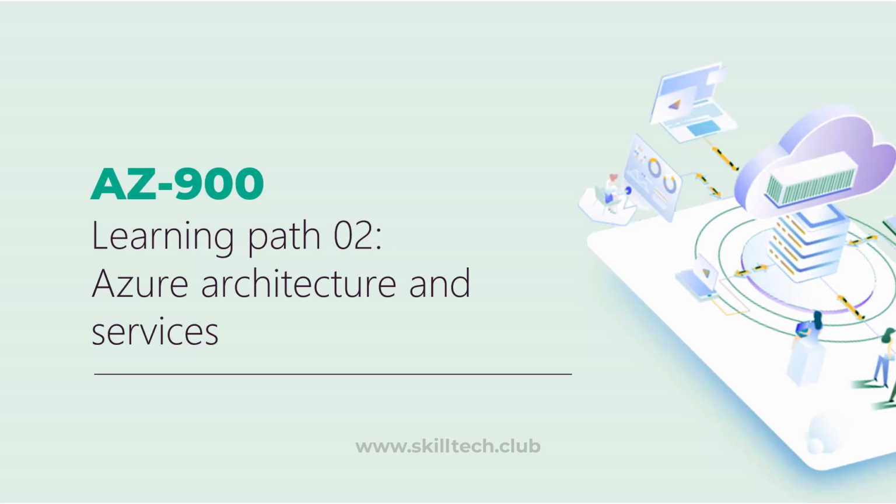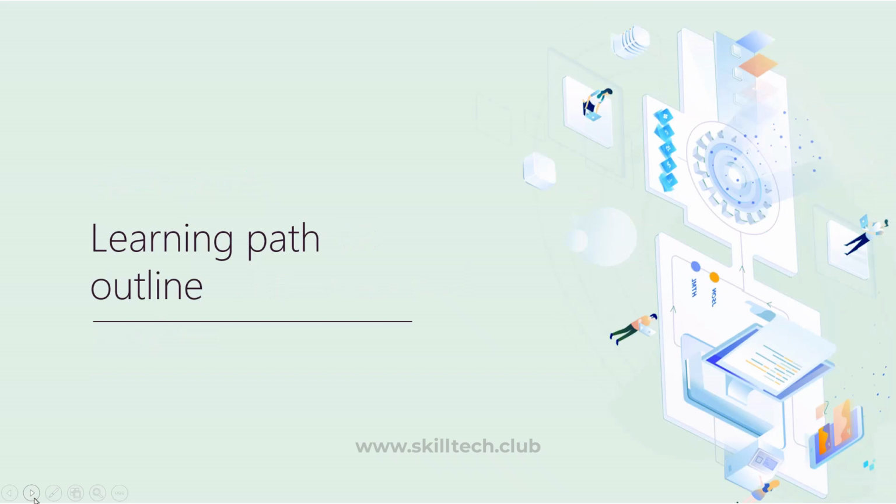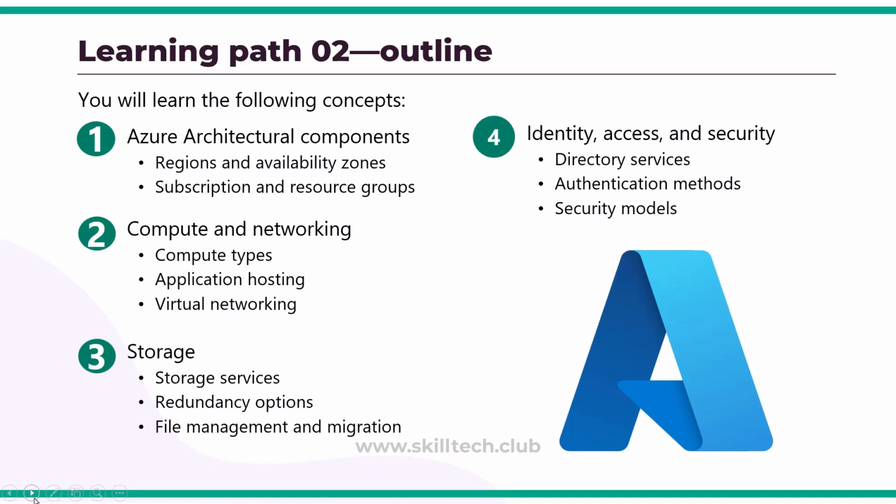Okay, so now it's time for AZ-900 learning path number 2, which is Azure Architecture and Services. Let me give you a learning path outline first, because this is a little lengthy learning path. It has so many things inside that. Basically, we have first 4 modules inside that. So let's focus on that. The outline of this learning path looks like this.